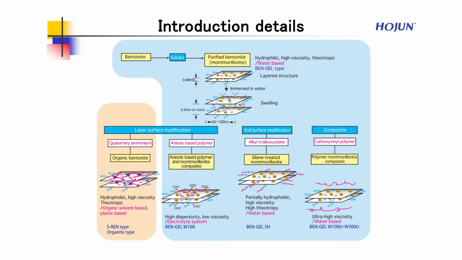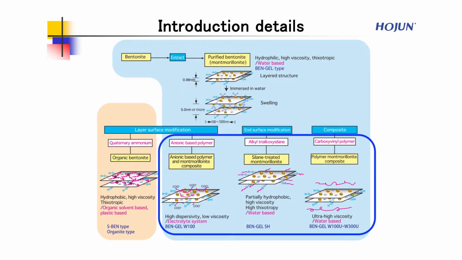Our company uses bentonite as a raw material in various products. I will introduce these products. Montmorillonite is extracted from the mined bentonite to produce purified bentonite. This generates the Ben-Gel series. Other products are produced through additional various modifications.